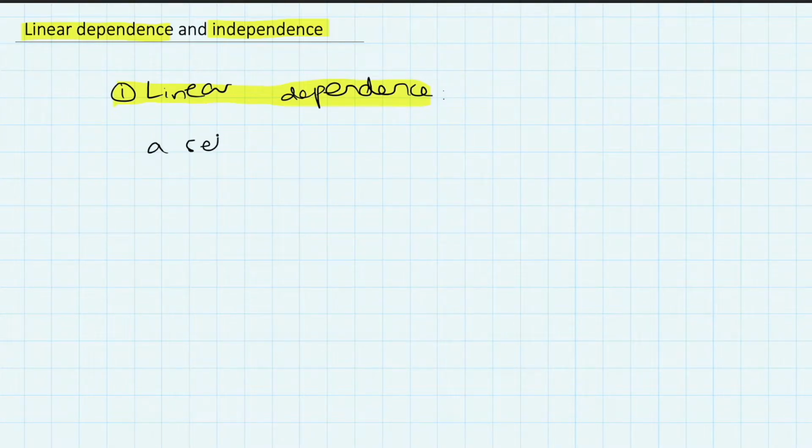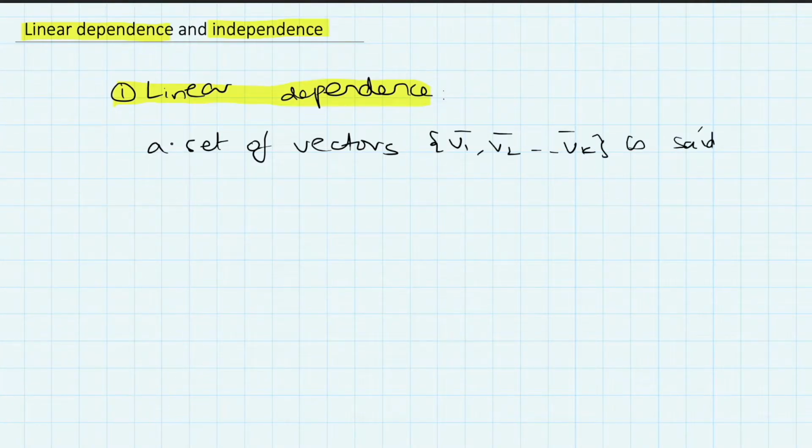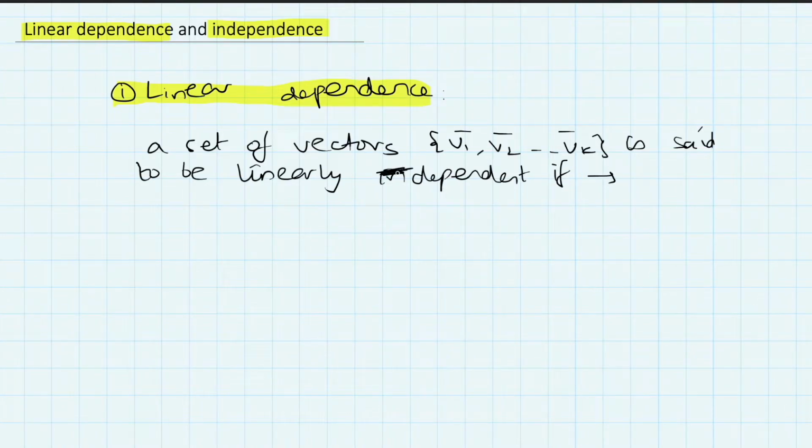So let's talk about a set of vectors. A set of vectors v1, v2, say up till vk is said to be linearly independent, if first we talk about linear dependence. So the set of vectors v1 to vk is said to be linearly dependent if the linear combination of say v1 up till vk is equal to 0.